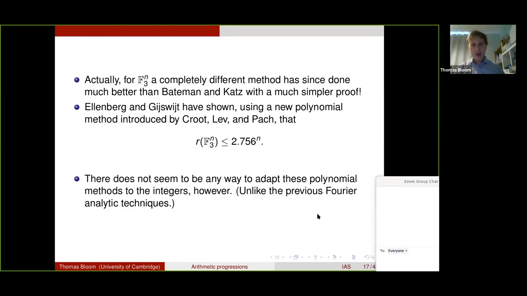It's fantastic. Unfortunately, there doesn't seem to be any way to adapt this method to the integers. It really relies on the fact that we're in fixed characteristic and very high dimension to make the polynomial method work. So we're in a very rigid algebraic setting. That's not, of course, saying that there isn't a way, but as far as I know, no one currently has an idea what the analog of that polynomial method should look like in the integers, which is unlike Fourier analytic techniques. Once you've written down an argument in Fourier analysis in F3 to the n, it's at least obvious how to start writing that argument down in the integers, right? We still have the Fourier transform available.